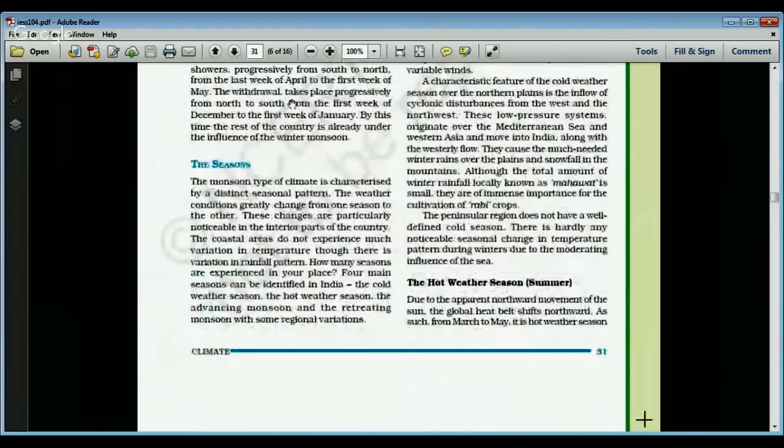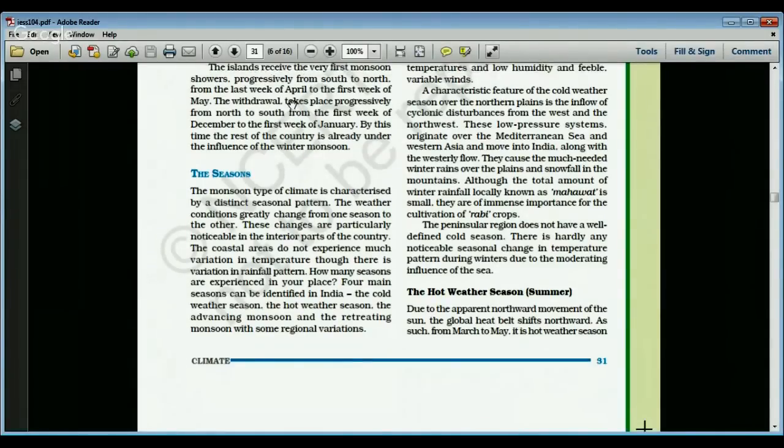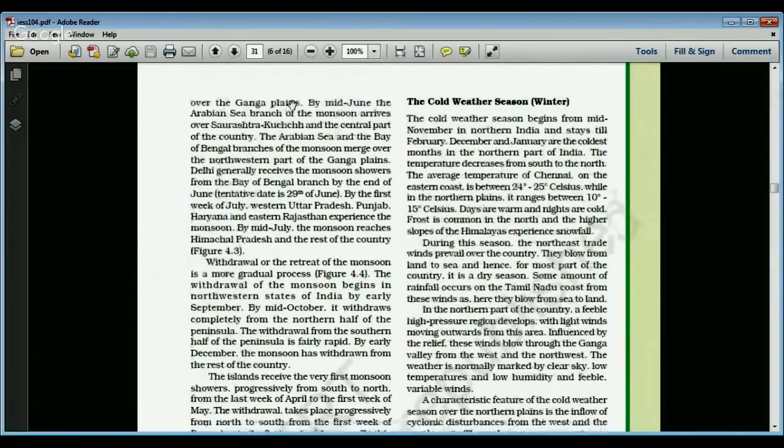Now, see, the coastal areas don't actually experience much variation in temperature because of the moderating effect of seas, but there is a variation in the rainfall. And the seasons are particularly noticeable in the interior parts of the country, and most importantly in the northern plains of Ganga and Indus and the northern part of the country.